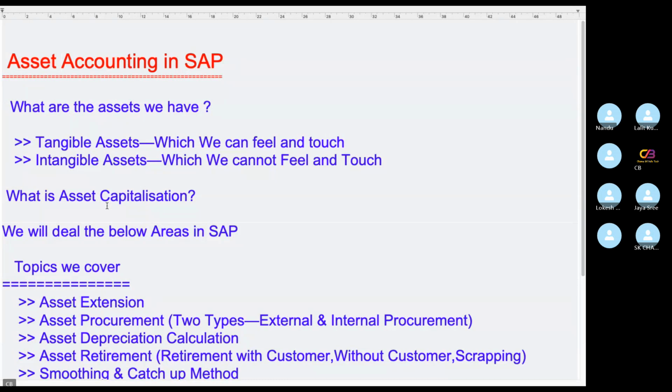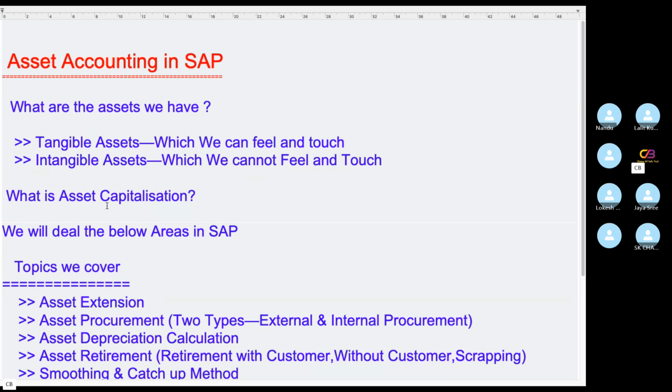No, right? Because there will be a limit. So 20,000, 30,000, 50,000, 1 lakh, it depends. Okay, so if the asset value crosses 50,000, your management will tell you, please capitalize this asset. So there are two types of expenditures.